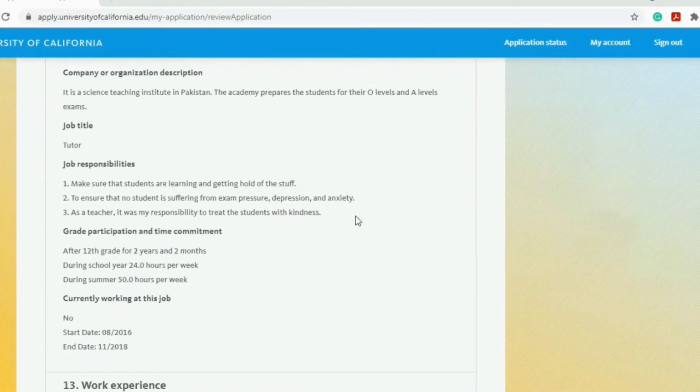Further, I worked at an academy. It was kind of free. I taught O levels and A levels, which are basically college level students in Pakistan. I taught them chemistry, physics and biology for free. I did not take any tuition fee from them. It was totally free.